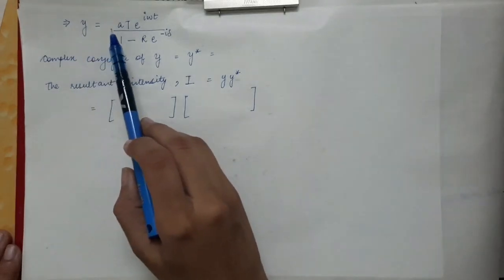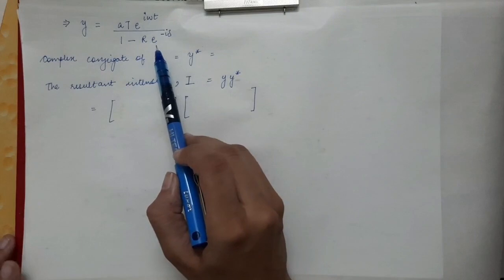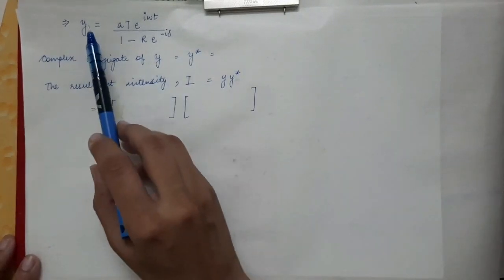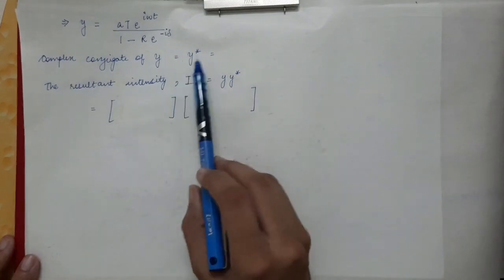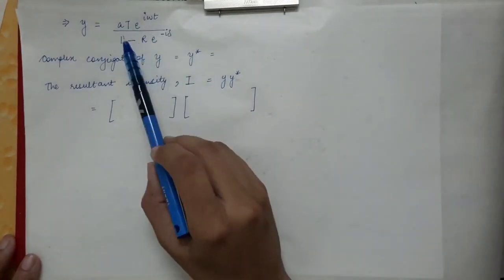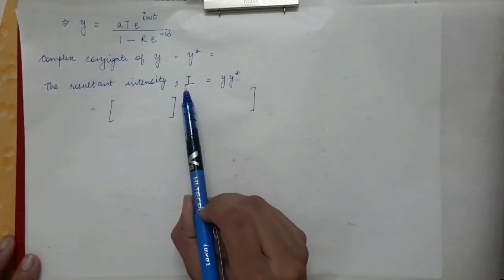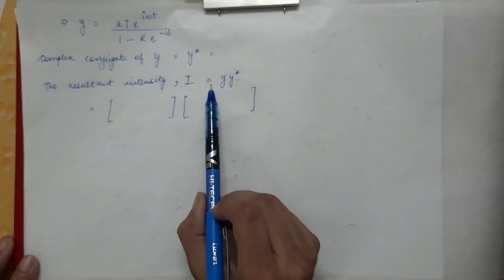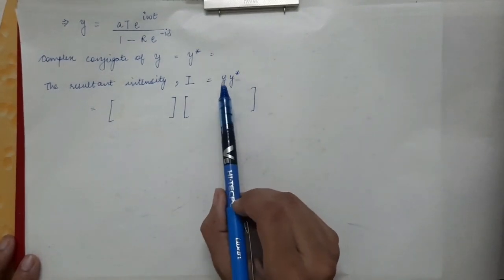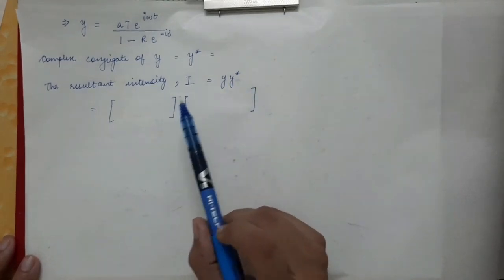So the resultant amplitude will be equal to at e^(iωt) over 1 minus r into e^(−iδ). Now we will take the complex conjugate of this displacement, which is y star. Why are we taking the complex conjugate? Because we need to find the intensity, and intensity is equal to y into y star, that is, the variable into its complex conjugate.